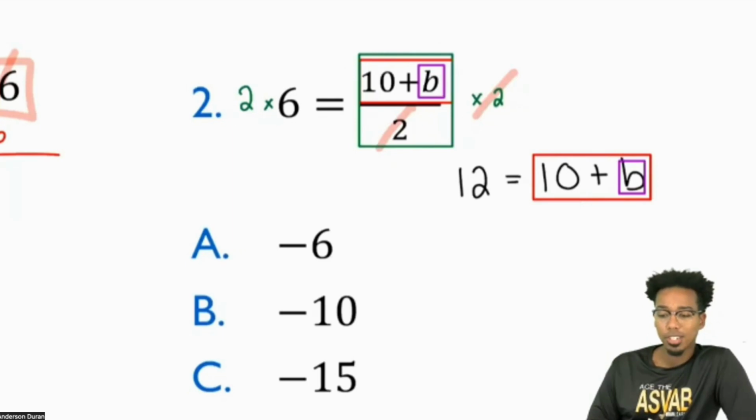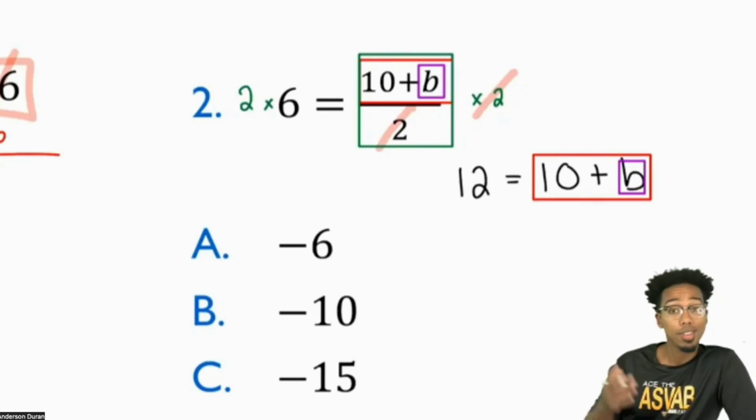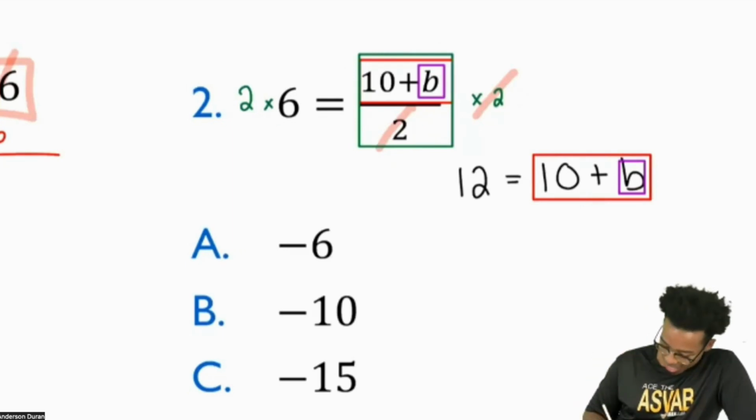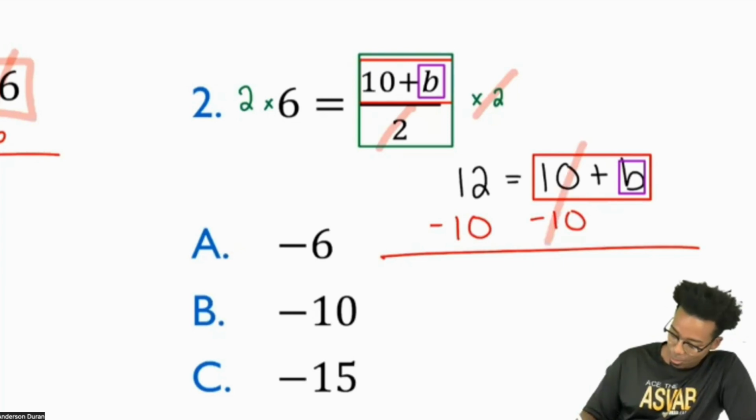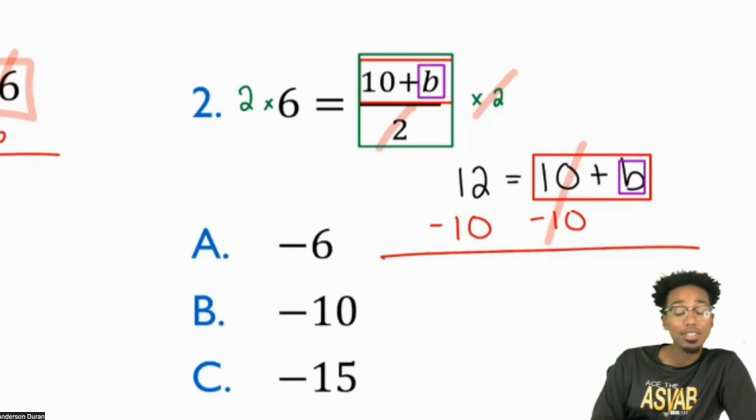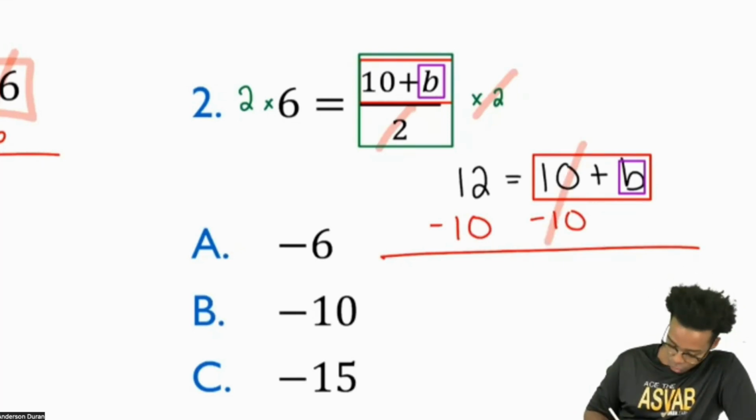And the opposite of just having a 10 there, well, taking away a 10. We'll go ahead and subtract that from both sides, and we are good. Once we do that, that cancels out there on the right side. And what we have is 12 minus 10 being 2. And we'll have 2 equals B. There's the correct answer.